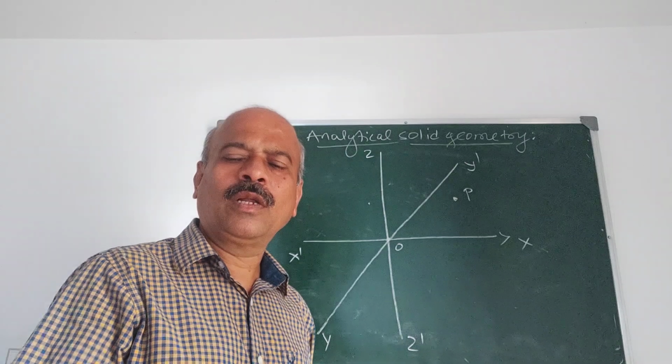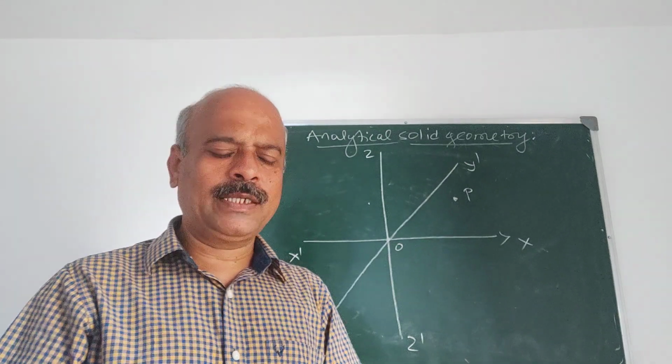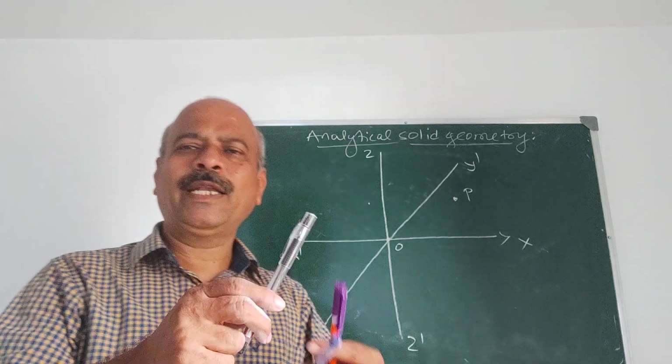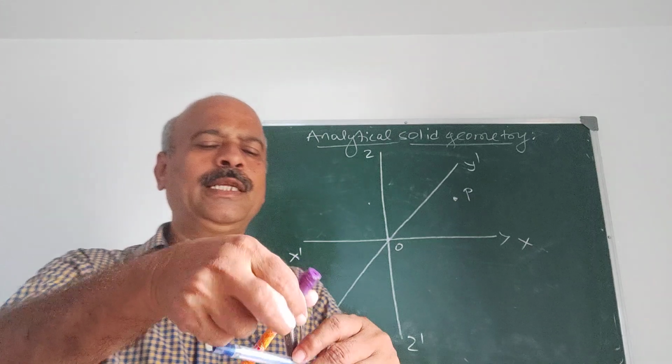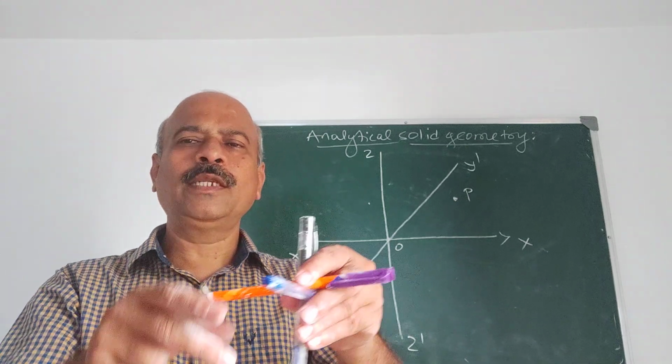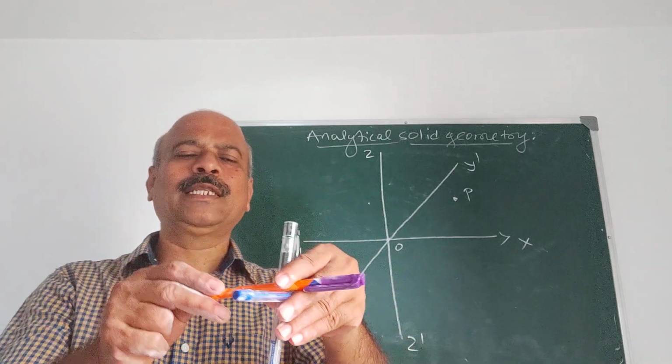These three perpendicular lines divide the complete space into 8 parts. They are called octants. Now, by taking these perpendicular lines like this, just to explain, how many perpendicular lines are there?